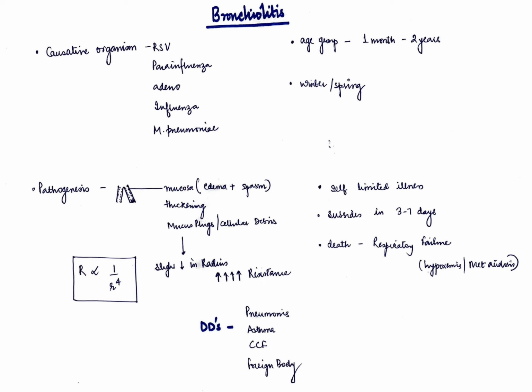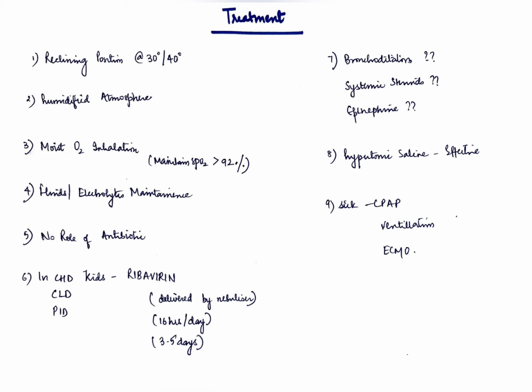There is usually no role of antibiotics, but in certain cases, like congenital heart disease, chronic lung disease, or primary immunodeficiency, we may need antivirals like ribavirin to manage the patient, which is given by nebulization for 16 hours per day for 3 to 5 days. The role of bronchodilators or systemic steroids or epinephrine is very controversial. They may or may not benefit. The role is not established, but hypertonic saline nebulization is found to be effective in certain cases. Also, in sick children who need more respiratory support, we may use CPAP, ventilation, or ECMO.